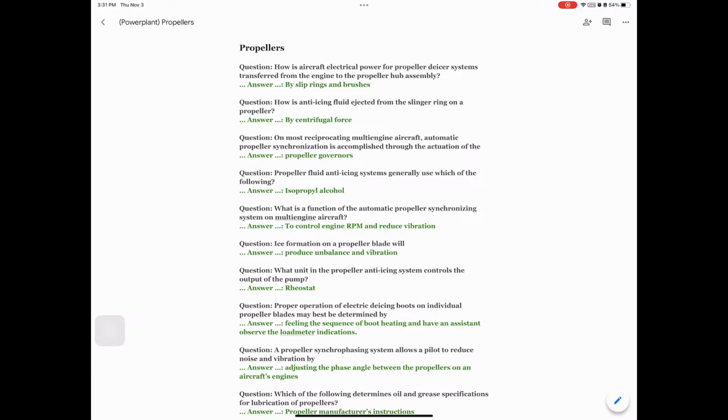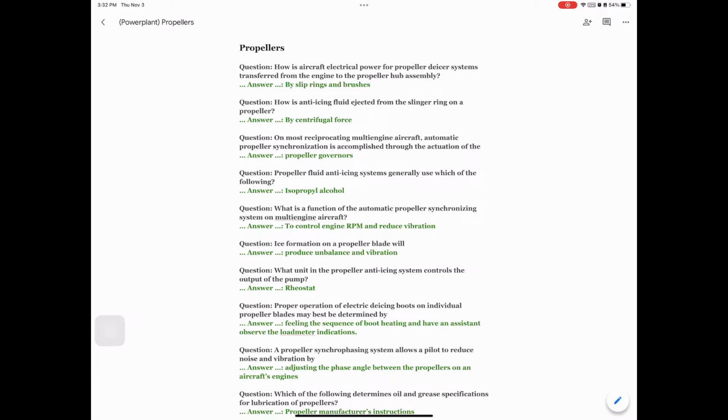Question. On most reciprocating multi-engine aircraft, automatic propeller synchronization is accomplished through the actuation of the: Answer. Propeller governors. Question. Propeller fluid anti-icing systems generally use which of the following? Answer. Isopropyl alcohol. Question. What is a function of the automatic propeller synchronizing system on multi-engine aircraft? Answer. To control engine RPM and reduce vibration.